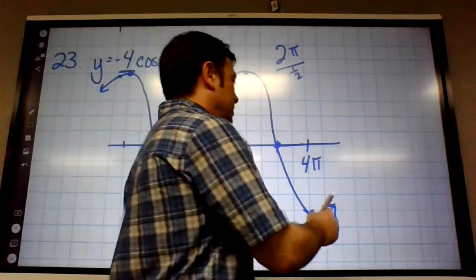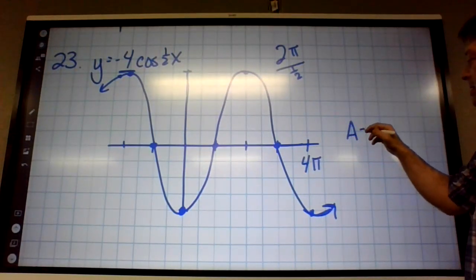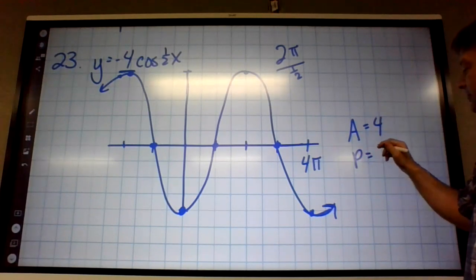Okay, and then the amplitude is 4, the period is 4 pi.